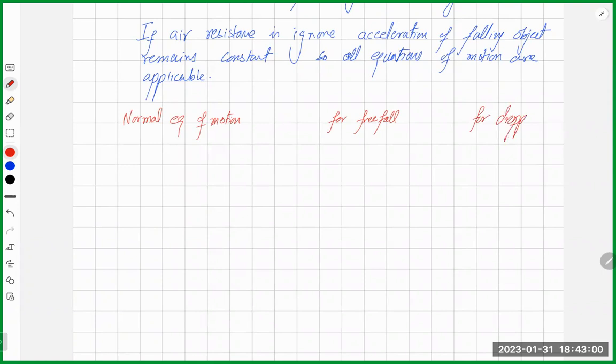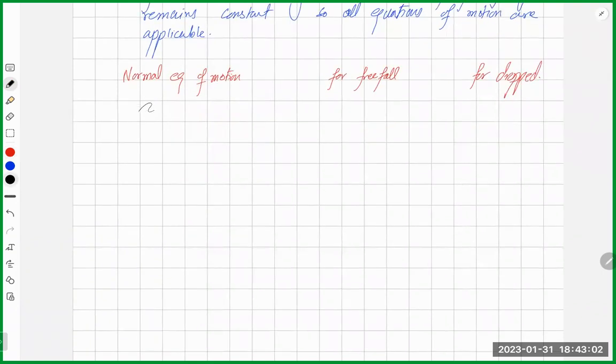Now, the normal equation is v equals u plus at, but the same equation for free fall becomes v equals u plus gt. And for a dropped object, v equals gt. Because if an object is dropped, its initial velocity will be zero. And when initial velocity is zero, you can just simply ignore u.